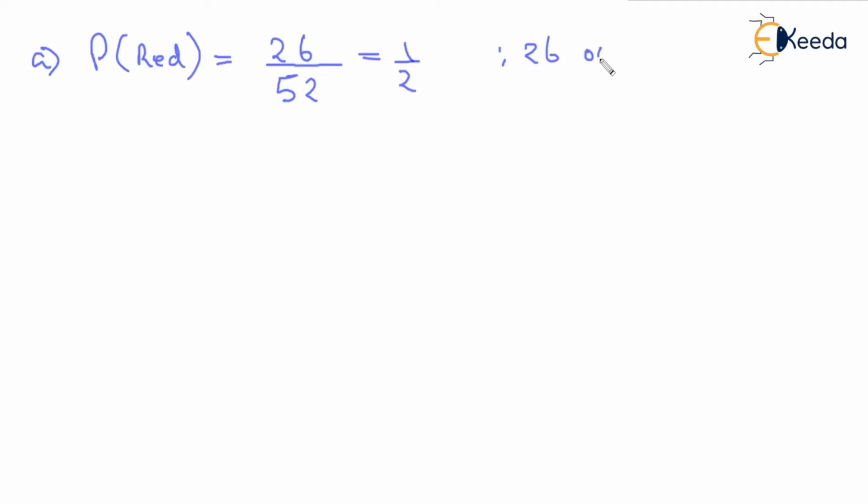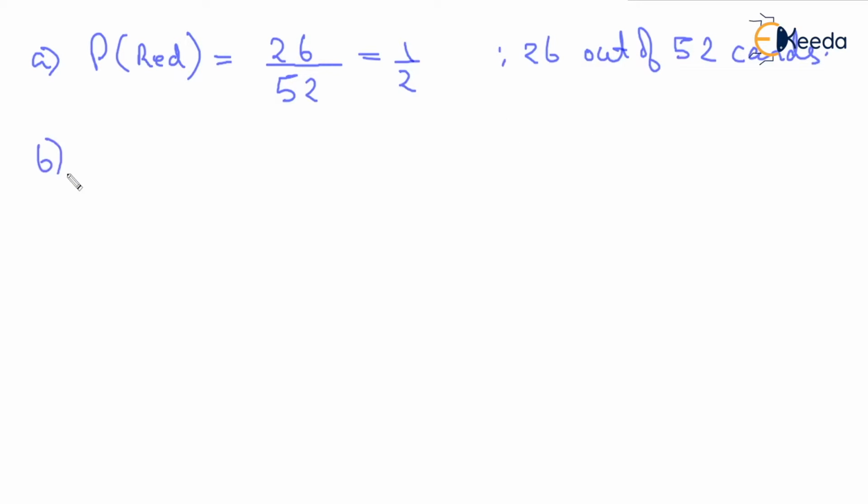The first one is probability of getting a red card. Now, out of 52 cards, the total number of cards are 52, and out of these 52 cards, there are 26 red cards, so the probability will be 1 by 2. That is 26 out of 52 cards.